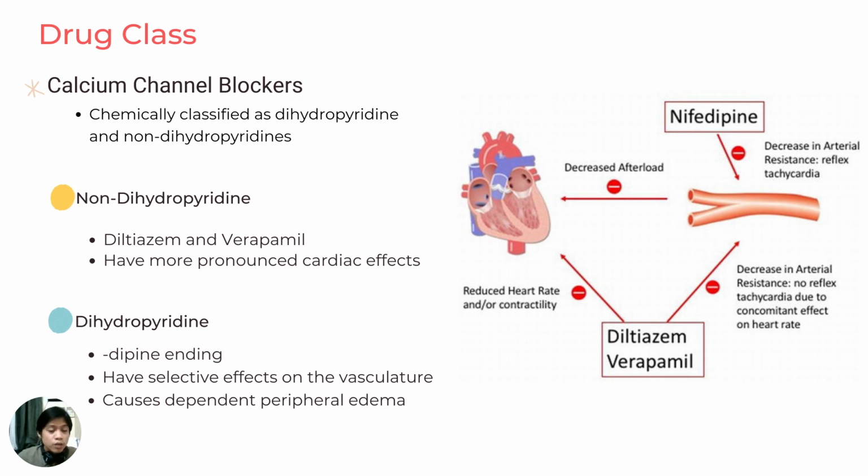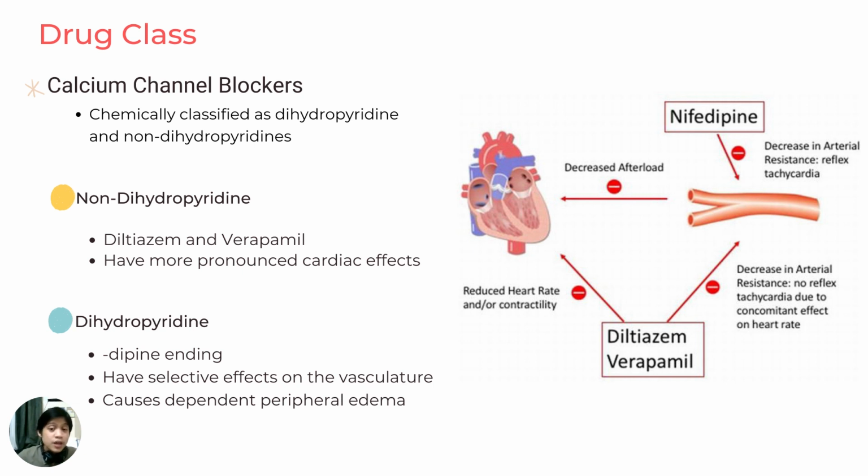Dihydropyridine calcium channel blockers usually end in dipine. So amlodipine, okay, nimodipine. Those are just a few of the examples. They have selective effects on the blood vessel. So when they block the entry of calcium into the smooth muscle cell, this smooth muscle cell will start to relax, and therefore the caliber of the arteriole will increase and the peripheral resistance will decrease.